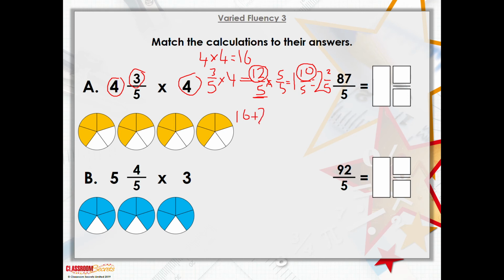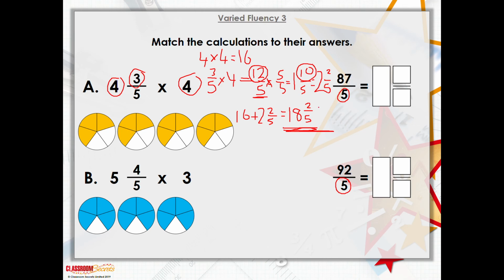16 and 2 and 2/5 equals 16 add 2 is 18, and place my 2/5 on the end. So I've actually got one of the answers just here. However, you will notice we have an issue because we don't know which one is which, because both of these are fifths. One is 87/5 and one is 92/5.